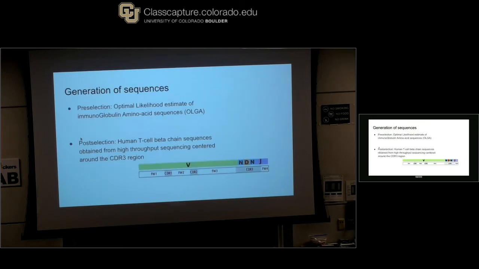So you can think that by now you have an initial distribution generated, but then after this process of selection, the diversity is different. We want to characterize how that happened. There's a good model for the diversity pre-selection, a software called OLGA. And for post-selection, we look at sequences obtained from high throughput sequencing. We look at an entire DNA sequence, the nucleotide sequence of the receptors.